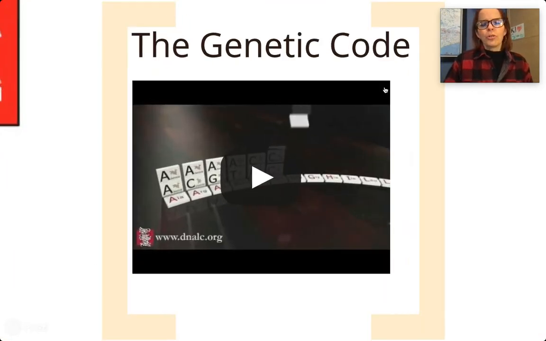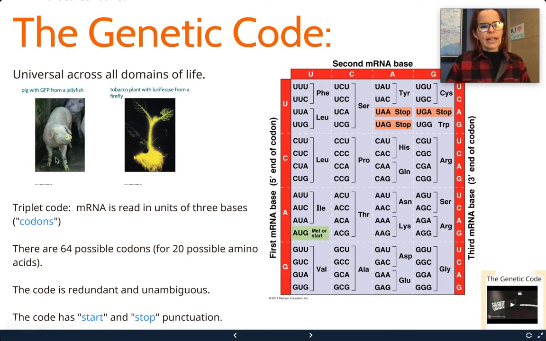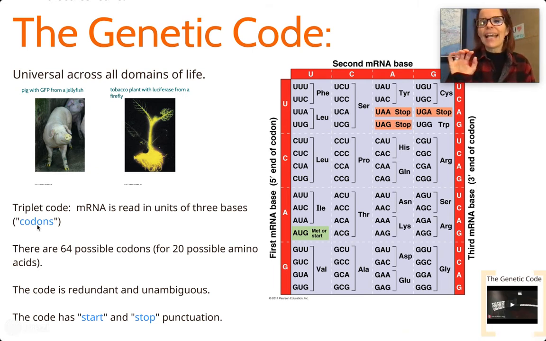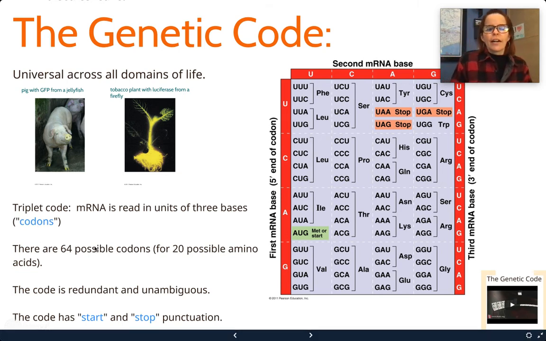All right. So things to understand about this genetic code over here. The triplet code: mRNA is read in units of 3 bases that are called codons. Remember, the trucks have the anti-codons. So I sometimes emphasize the T in anti to remember that they're on the trucks, on the tRNAs. There are 64 possible codons for just 20 possible amino acids. The code is redundant and unambiguous.